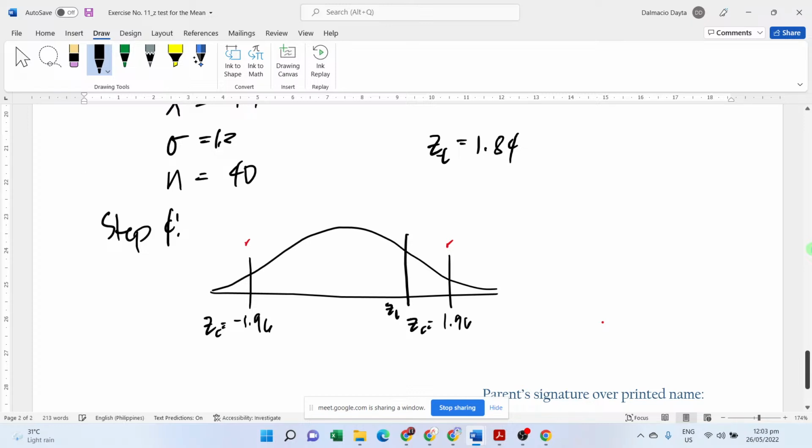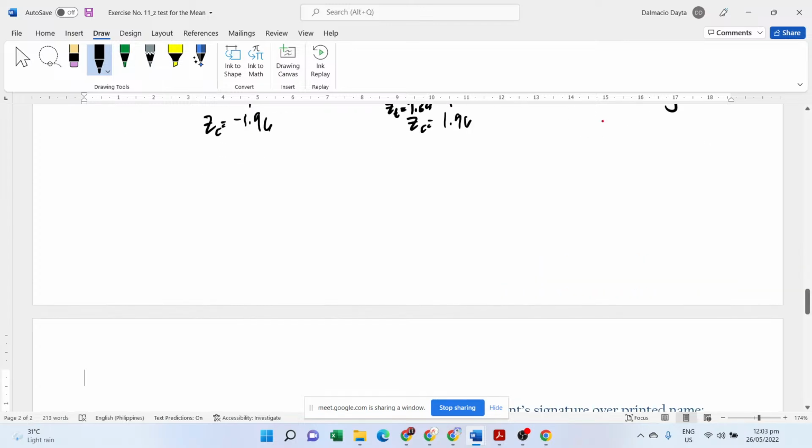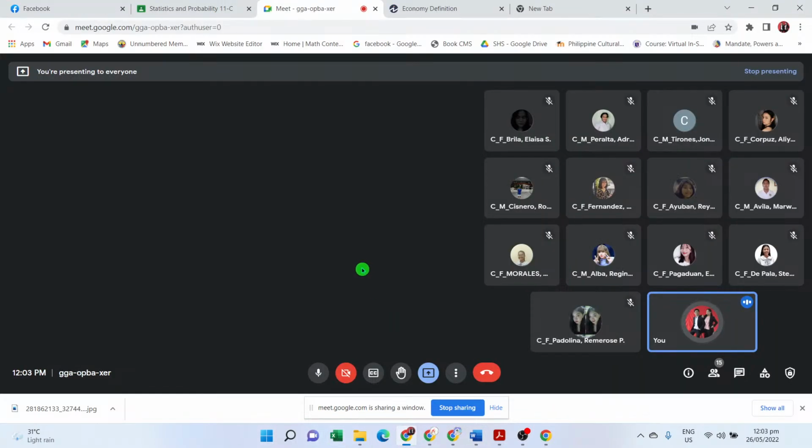That is the Z test. And as it appears, it is in the non-critical region. Therefore, the decision, do not reject the null hypothesis. That's your decision. Step 5, did you naintindihan ba? Did you understand, everyone? Everyone, please. Naintindihan ba? Hello. Yes po, sir. Kita pa ba yung presentation? But parang sa screen ko wala. Kita yung presentation, yung Word document, kita pa? Opo. Okay.